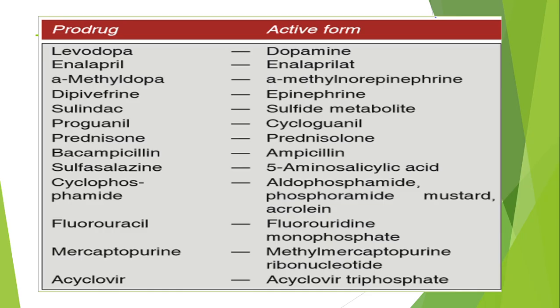Fluorouracil is a prodrug, and its active form is fluorouracil monophosphate. Mercaptopurine is a prodrug, and its active form is methyl mercaptopurine ribonucleotide. Acyclovir is a prodrug, and its active form is acyclovir triphosphate. So these are some examples of prodrugs that are activated in the body to cause the effect.